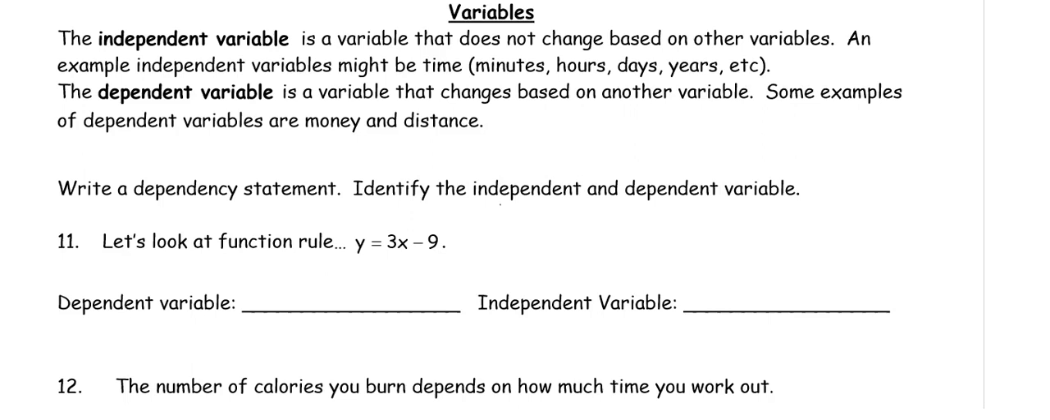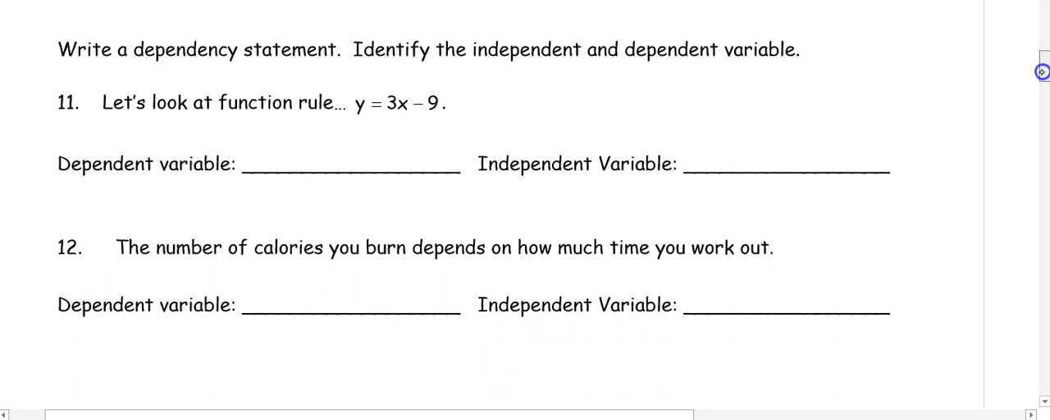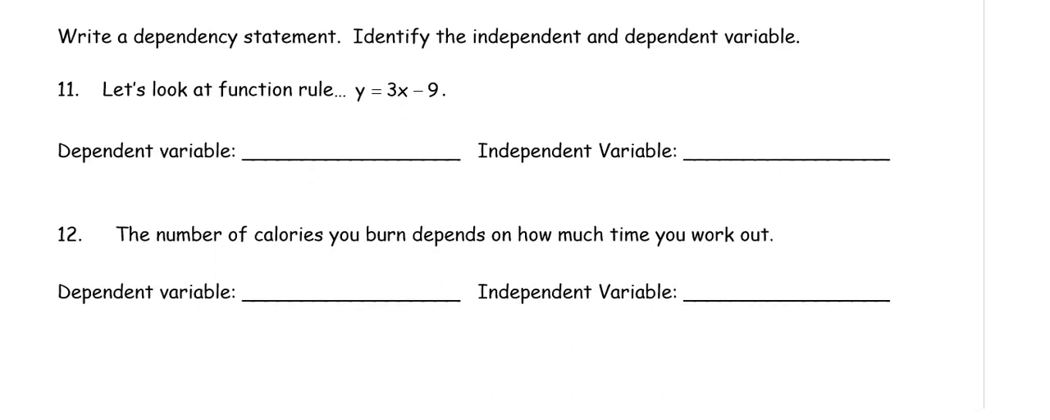So let's look at writing a dependency statement and writing the independent and dependent variable. So we're going to start with a function rule. So we have y equals 3x minus 9. So we have the dependent variable, which is the output, and we have the independent variable, which is the input. So remember, in a function, you're given an x value, and it could just be any random number picked. So that's going to be our independent variable. There's no act from the y to change what the x is. Then when we put in the x, our dependent variable is going to be the y, because that's the output we're getting out of the situation.